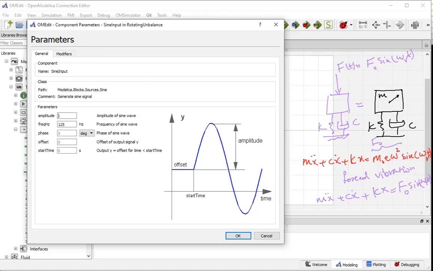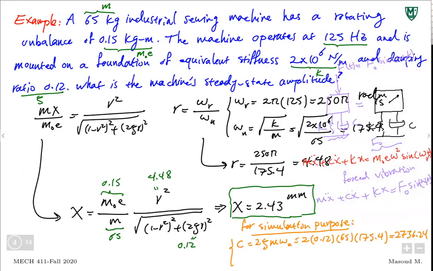Let me just do it right here. For purpose of simulation, say what is m naught e omega squared. As a matter of fact, I'm just going to plug it directly. Right? That would be m naught e, we have it, 0.15.